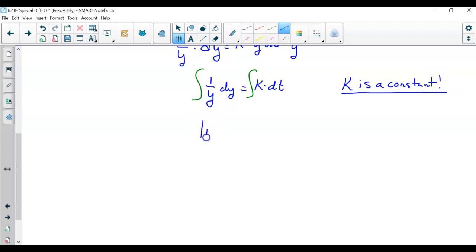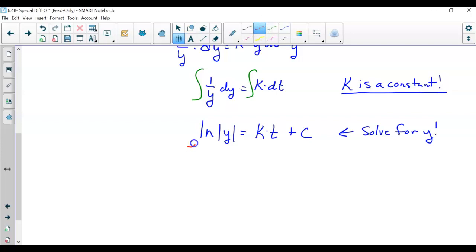Well, that is the ln absolute value of y equals the antiderivative of a constant, which would be k times t, plus c, my constant of integration, I'm sorry. And then we take this and we solve for y. Well, we know how to do that. How do you do that? Well, we can just rewrite this because of logs, or we can do what I've been doing before.